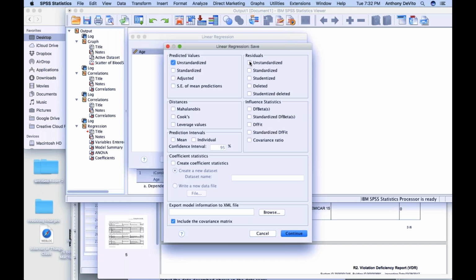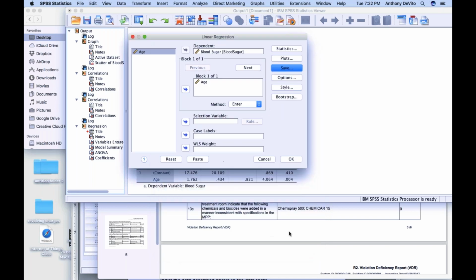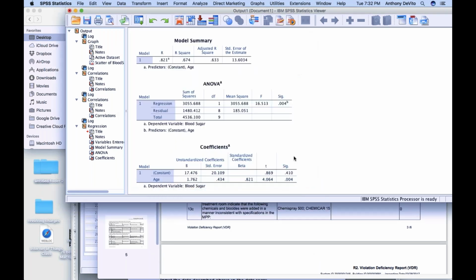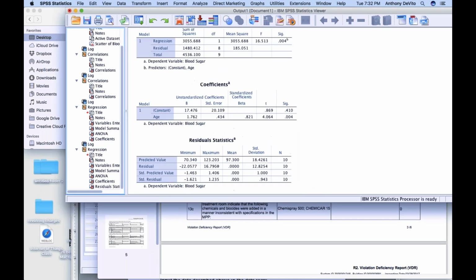Now, I can also tell it, give me the difference between that person's actual blood sugar and what the formula gave us. So I can see how much of an error I had there, how much of a difference there was. I'm clicking off unstandardized. Unstandardized means I just want to know what the values are themselves. I'm going to say okay. Let's see what we wind up getting.